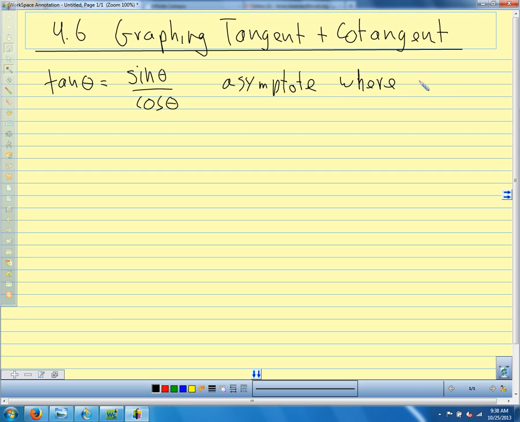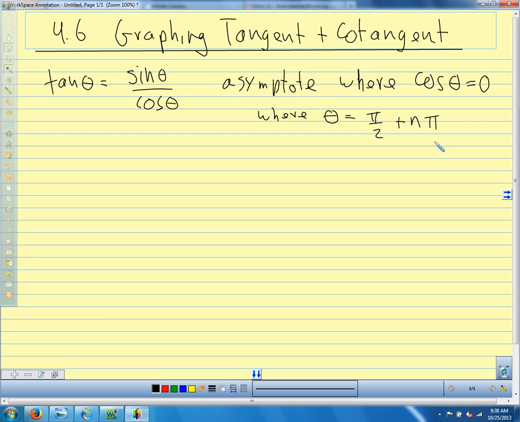So this is going to have an asymptote everywhere the cosine theta is 0. So since we have an asymptote everywhere cosine theta equals 0, cosine theta equals 0 at pi over 2, 3 pi over 2, etc. So we're going to have asymptotes at these multiples of pi over 2. So the way we write that is where theta equals pi over 2 plus n pi, where n is just some integer.